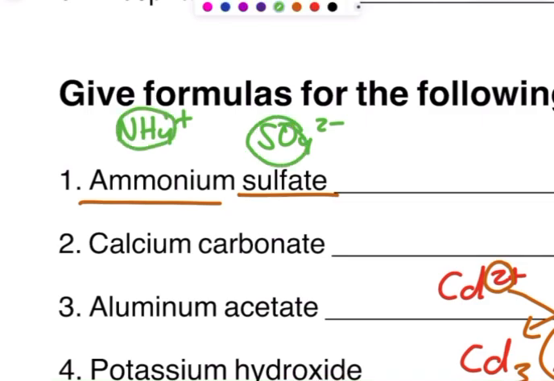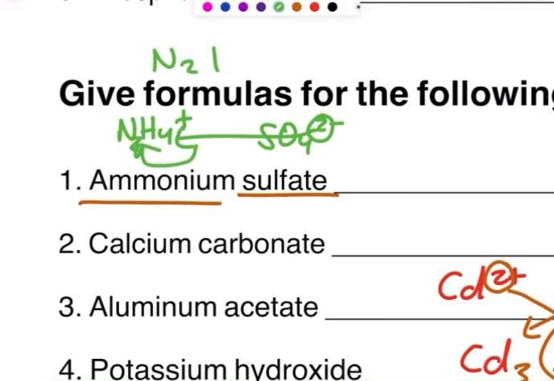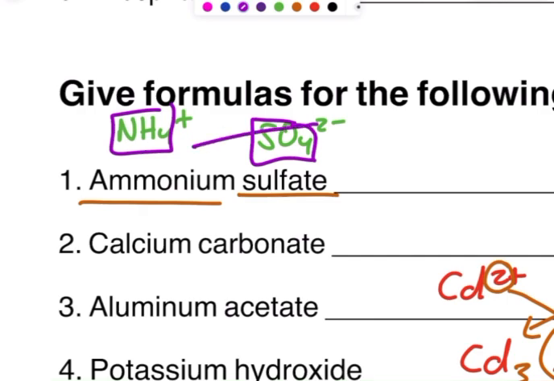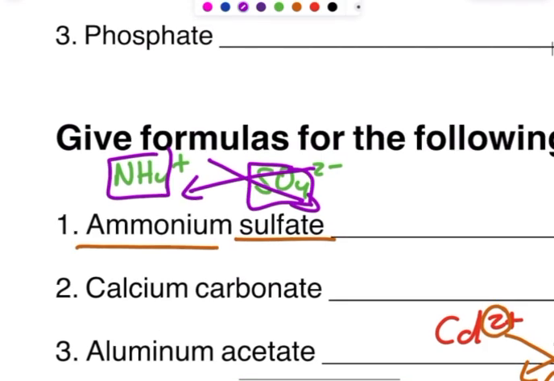This is one thing. I don't want you thinking that you have to distribute the 2 over here and then the 2 over here, so I got N2, H8. No, you're not doing that. That's wrong. What you are going to do is treat it as a unit. So what happens is, if this is 1 unit and this is 1 unit and I'm crossing the charges, you put it in parentheses.